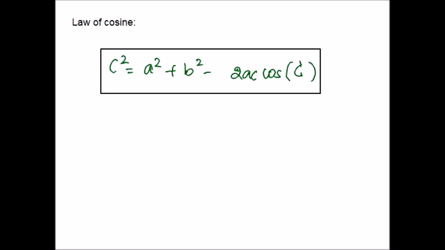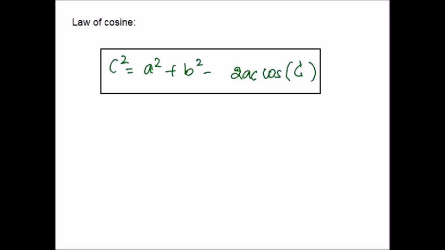And one more thing, you can use this law of cosine to find the angles of a triangle when all the three sides are given. When you just have all the three sides of a triangle and you're supposed to find the angles, you can use this law of cosine. It will be much easier to solve this.